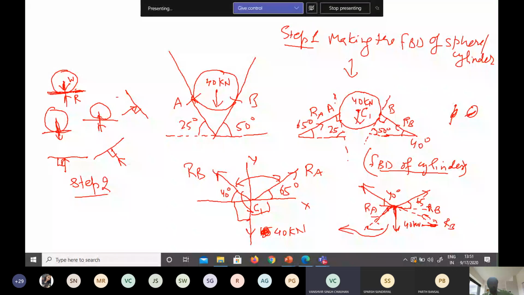This is RB here. I have just extended it to this point upward, and I have extended it here. So see once again here. If this is the RB here, then the dotted lines are the extension of reaction forces, right? Yes. I have just extended it. Okay, it's now clear.